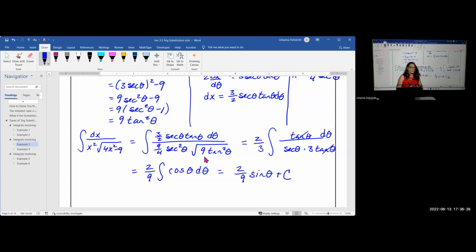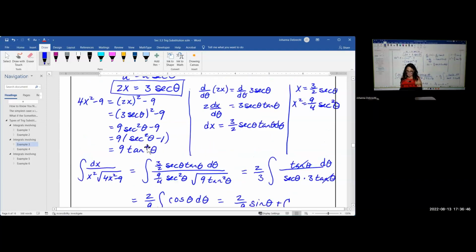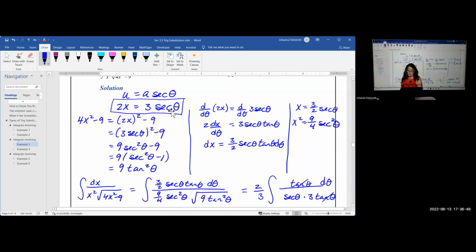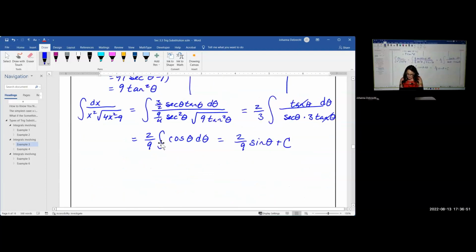Now, remember, we started with an integral in terms of x. We converted the integrand into something in terms of theta, converted the differential dx into something in terms of d theta. We integrated, got an answer in terms of theta, which we now have to revert back to x. So now we're going to go back to our substitution expression, 2x equals 3 secant of theta.